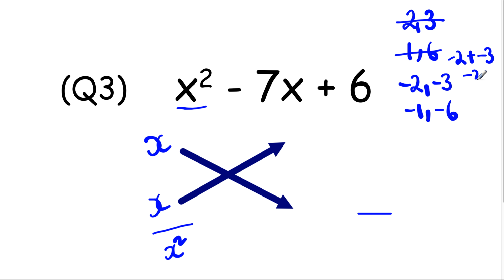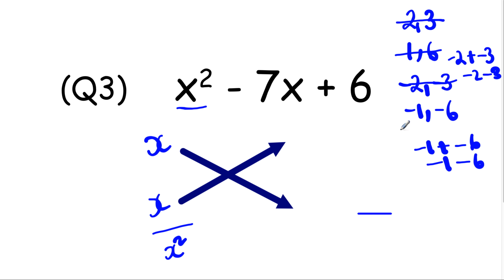That's just negative 2 minus 3, which gives me negative 5. That's not what I'm interested in. Now let's look at this one. So -1 plus -6, well, it's just -1 take away 6. That's going to give me the -7, so that's the one I want.